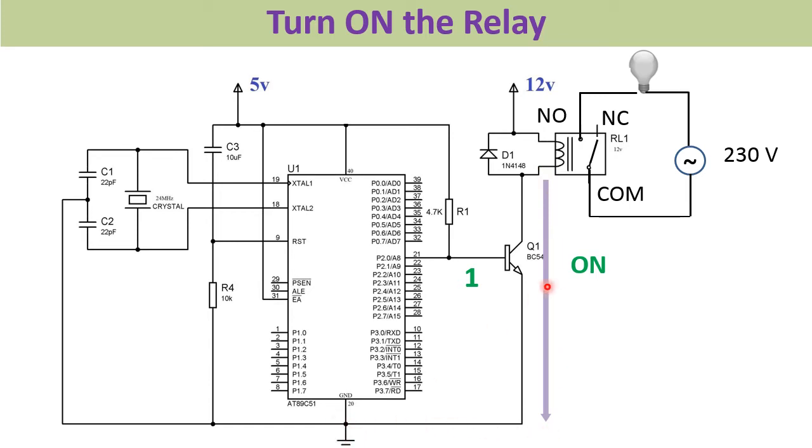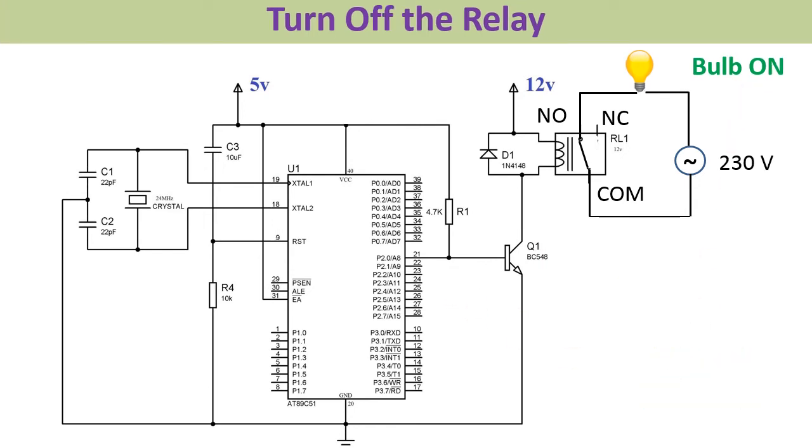The relay gets supply and hence the coil gets energized. As a result, the common terminal breaks away from the NC terminal and gets attracted towards the NO terminal. This completes the circuit, the bulb gets power and it turns on. Hence, logic 1 will turn on the relay. The bulb is in on condition.